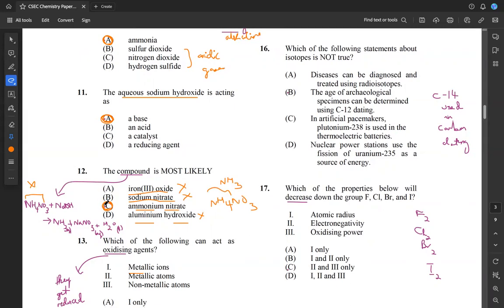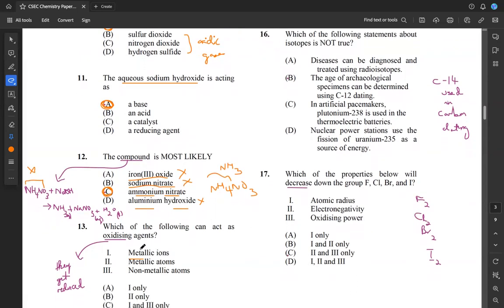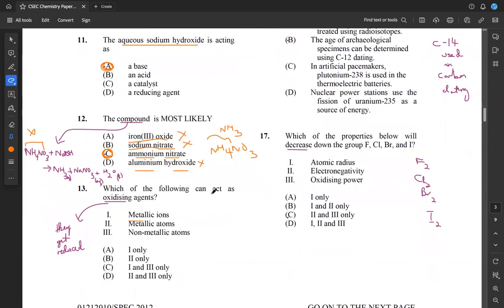Okay, hope that makes sense. So that's 12C. Moving down to 13, which says, which of the following can act as an oxidizing agent? Right away we have to think, how do we define oxidizing agents again?